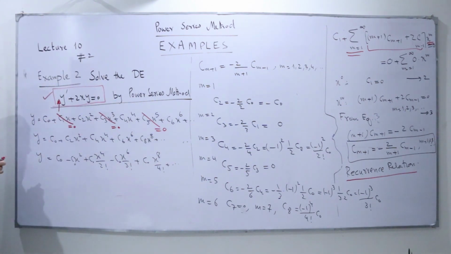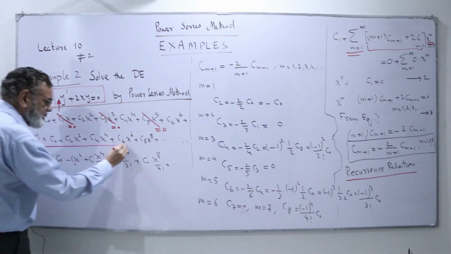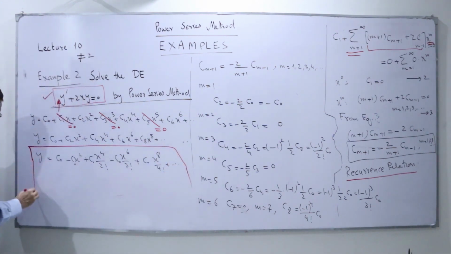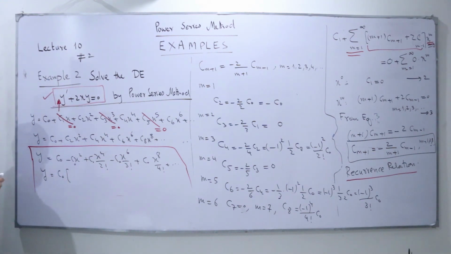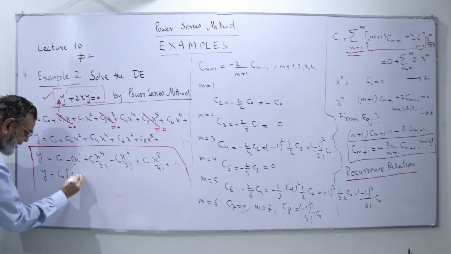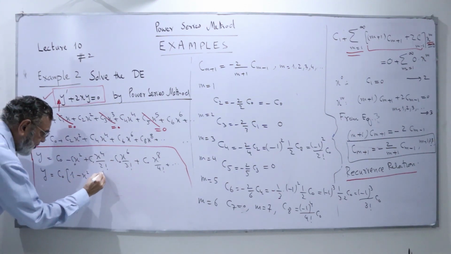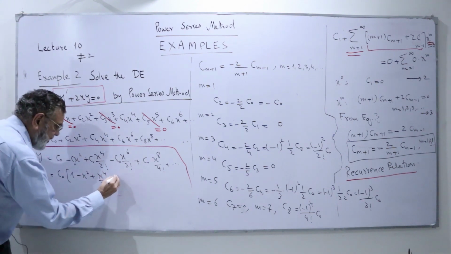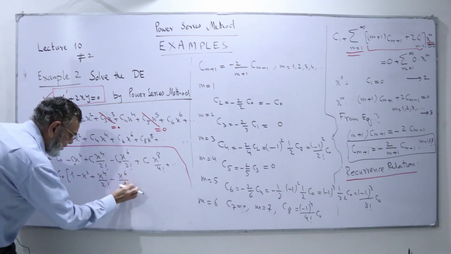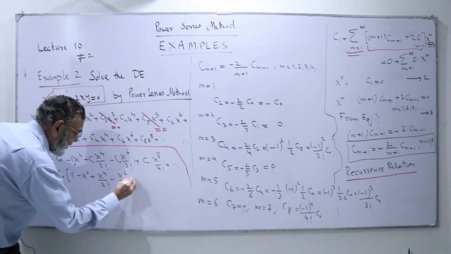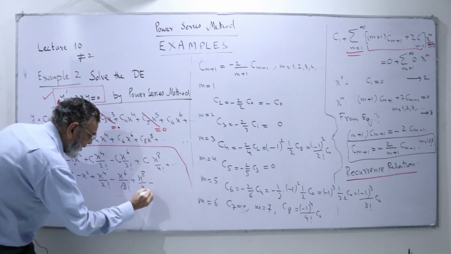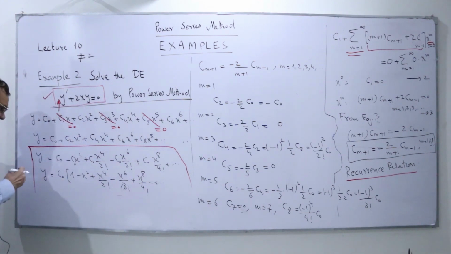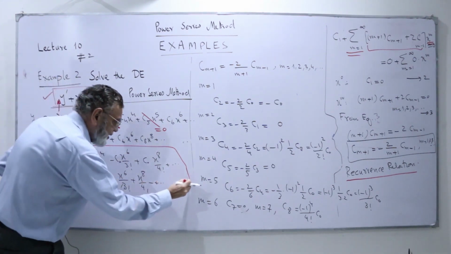So here I am having the solution of my differential equation. I can just take C0 out. So I can write my solution as y is equal to C0 times 1 minus x squared plus x to power 4 over 2 factorial minus x to power 6 over 3 factorial, and then plus x to power 8 over 4 factorial, then minus plus and so on. So this is my solution of the differential equation we have started.